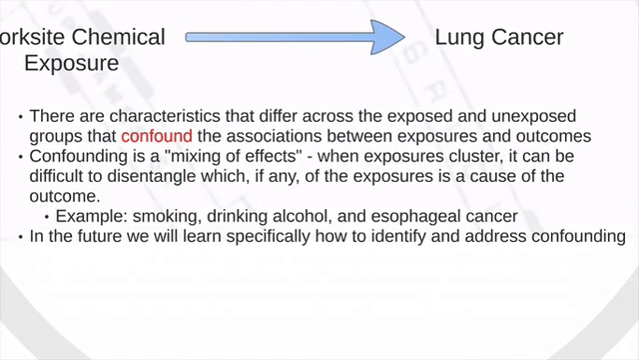Okay, so there are characteristics that differ across our exposed and our unexposed groups that confound the association. Remember, we've been introduced to the idea of confounding up until now. This is where we have confounding. These differences between your exposed and unexposed confound the association between your exposures and your outcomes. So confounding is a mixing of effects. When exposures cluster together, it's difficult to disentangle which of the exposures caused your disease.